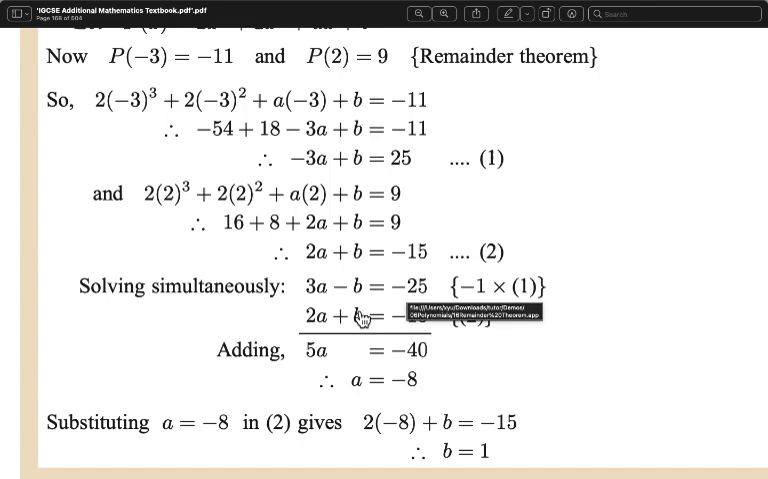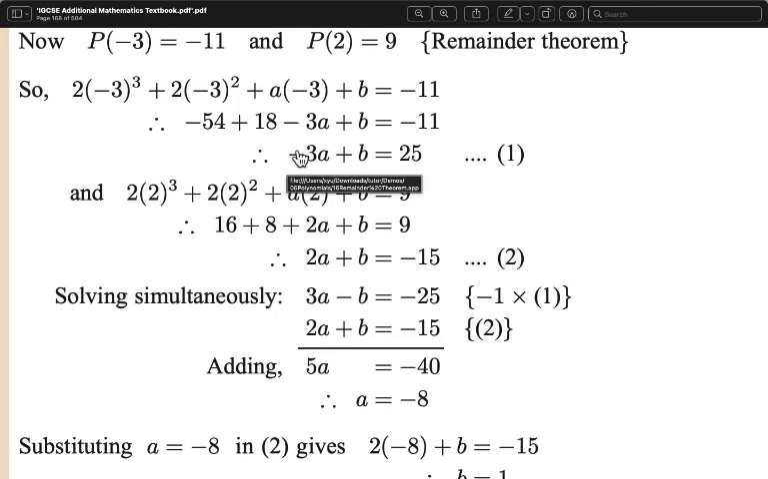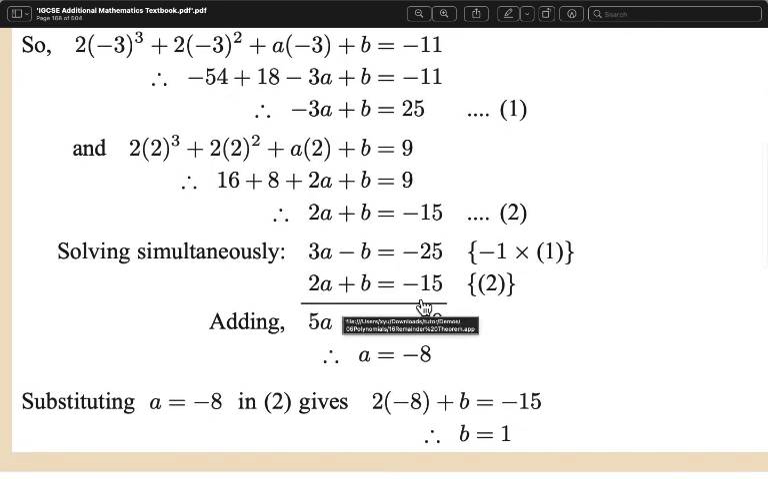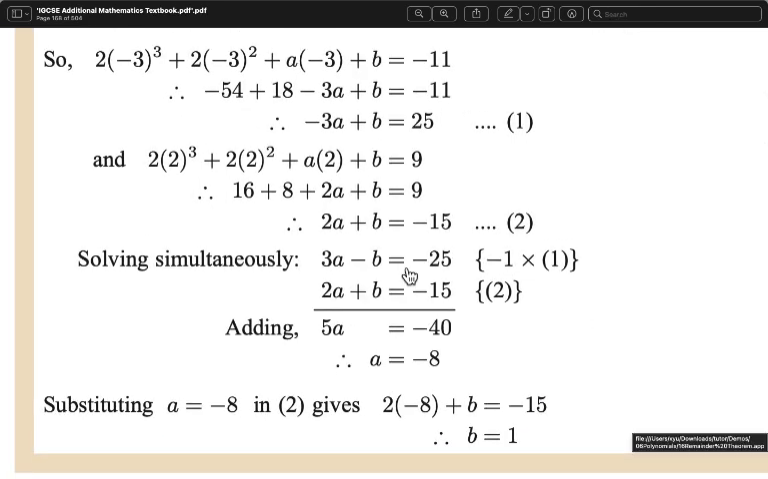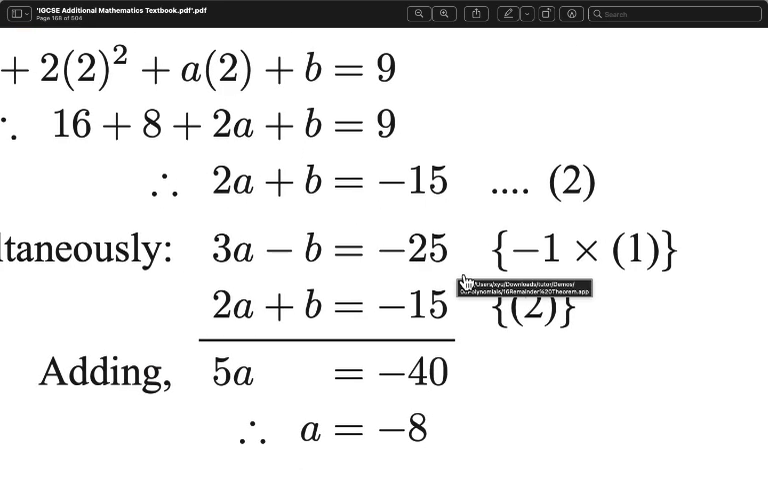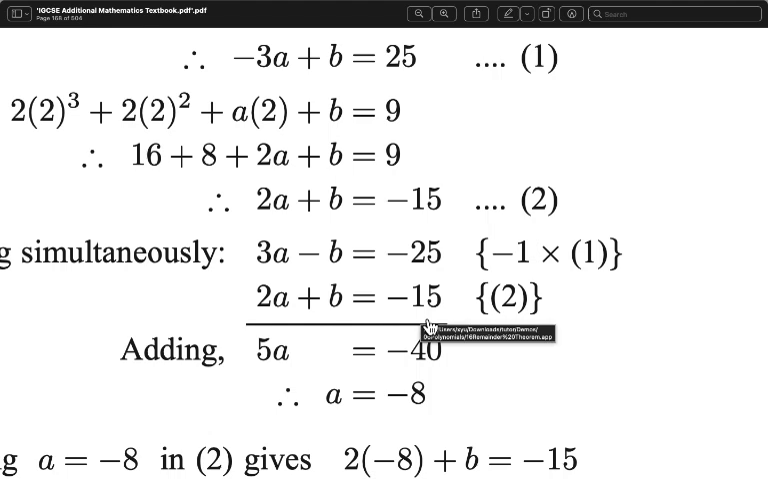you can add a minus sign in front of this equation. So add two negative signs in the equation. So 3a minus b is going to be negative 25. 2a plus b is going to be minus 15. You add the first equation with the second equation, minus 15 minus negative 25. Subtract 15 is minus 40.